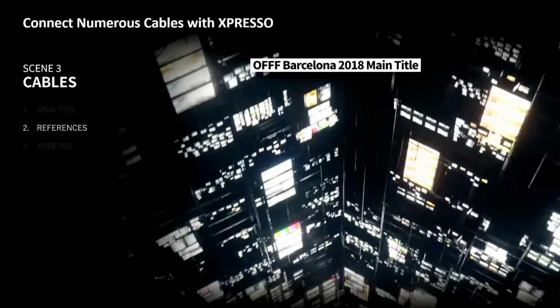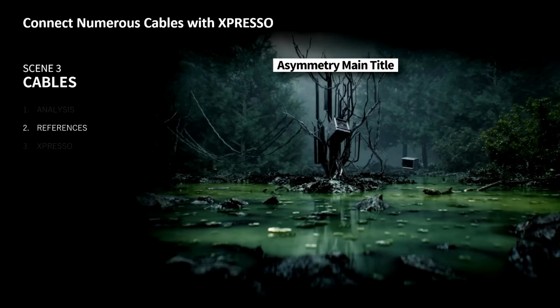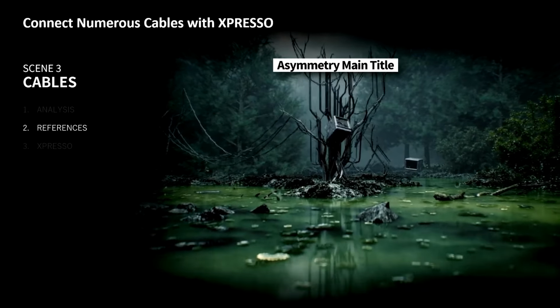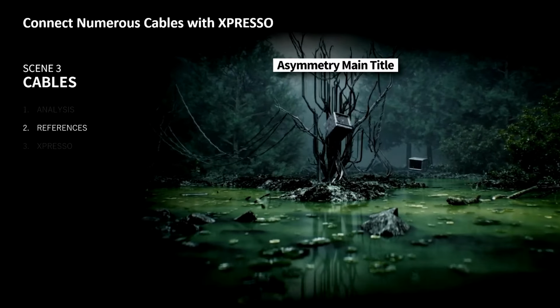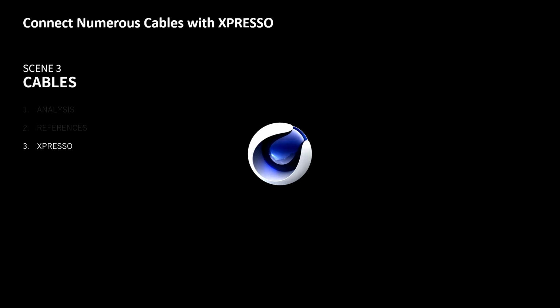In my personal project Asymmetry main title, the wires scattered around the tree and the floor and also hanging on the trees. These kinds of wires can make the scene more interesting. Now let's move to C4D and start explaining Xpresso.